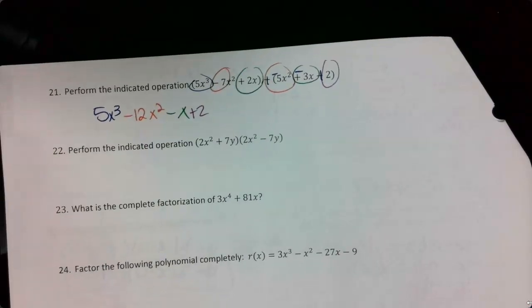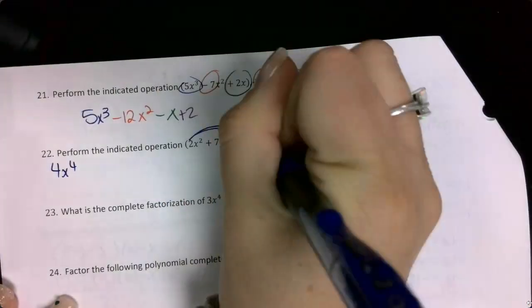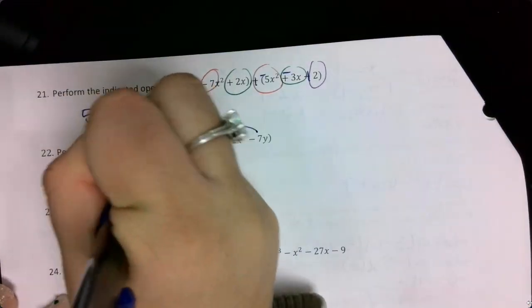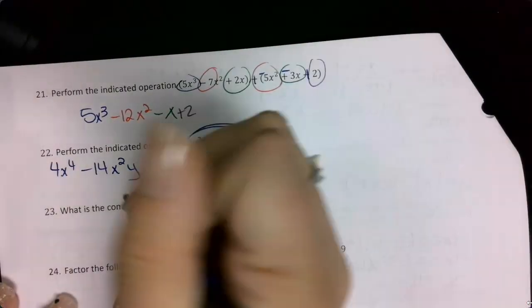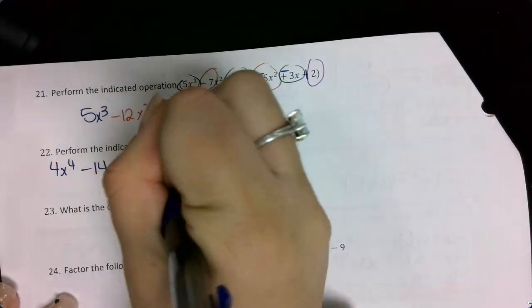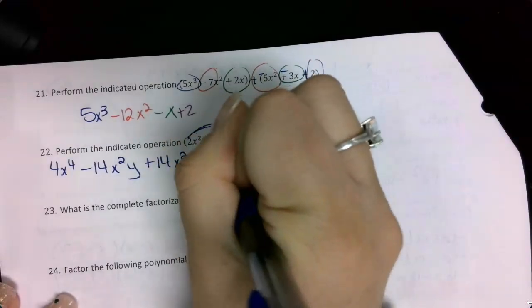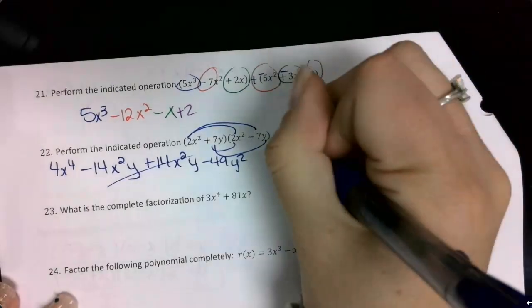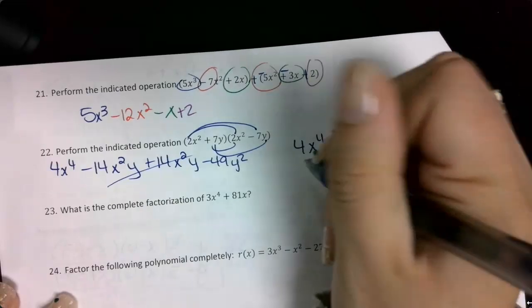Number 22 wants me to perform the indicated operation, I'm just going to FOIL. So I have 2x squared times 2x squared gives me 4x to the fourth. 2x squared times negative 7y gives me negative 14x squared y, right? I write my letters in alphabetical order. Then I have 7y times 2x squared gives me 14x squared y. 7y times negative 7y is negative 49y squared. Combining like terms, these two middle ones will cancel out. So I have 4x to the fourth minus 49y squared.